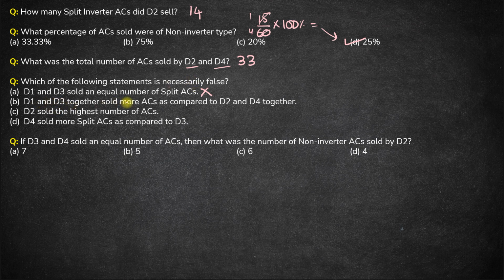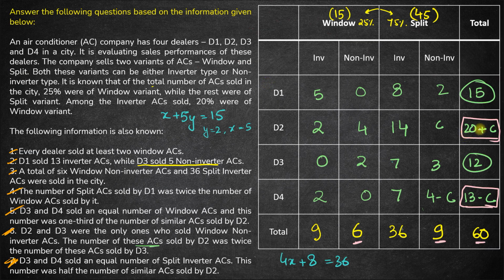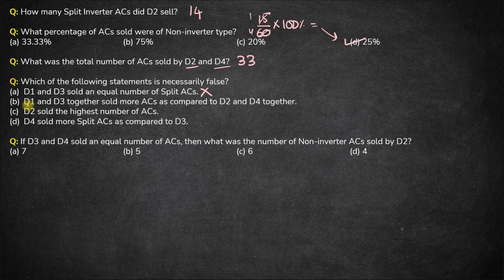Next, D1 and D3 together sold more ACs as compared to D2 and D4. So D1 and D3 together sold how many ACs? 15 plus 12, which is 27. So D1 and D3 together sold 27 ACs and D2 and D4 together sold 33 ACs. But the statement says that 27 is more than 33. How is that possible? That's not possible. So this is definitely false. So this should be your answer. Option B is definitely your answer, because this is definitely false.